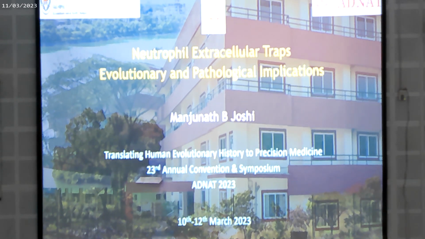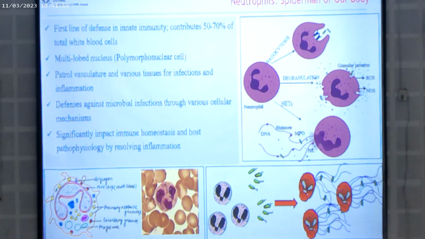These things are evolved. These are neutrophils, what we call spider man body. These are innate immune cells which are abundantly present in the blood. Most of the WBC components are neutrophils. They work in three different ways. One is phagocytosis, where they engulf bacteria. Then degranulation: they have granules in their cells, so they release anti-pathogen molecules, peptides, and also ROS and NOS, and then they kill the bacteria. And the third one is to make NETs. That is what I'm going to talk about.